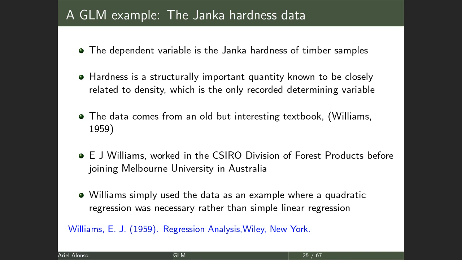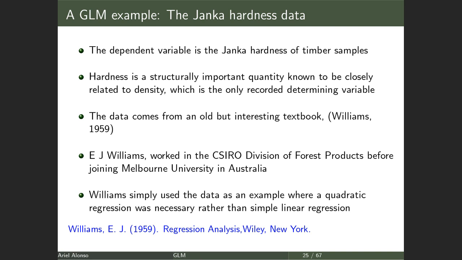Okay, we continue. Now we are going to see all this machinery in action. We're going to analyze the so-called Janka hardness data. It is data that has been used in different books and articles. The dependent variable here is the hardness of timber samples, the Janka hardness. Hardness is a structurally important quantity that is known to be closely related to the density of the timber. What they want to study essentially is the relationship between the hardness and the density of this timber.